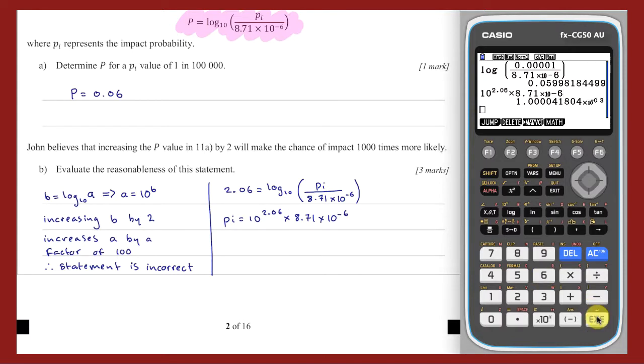This solution shows that a p-value of 2.06 corresponds to a probability of approximately 0.001 or 1 in 1,000. This is 100 times more likely than the probability in Part A, not 1,000 times as John believed, so we can conclude that John's belief is incorrect.